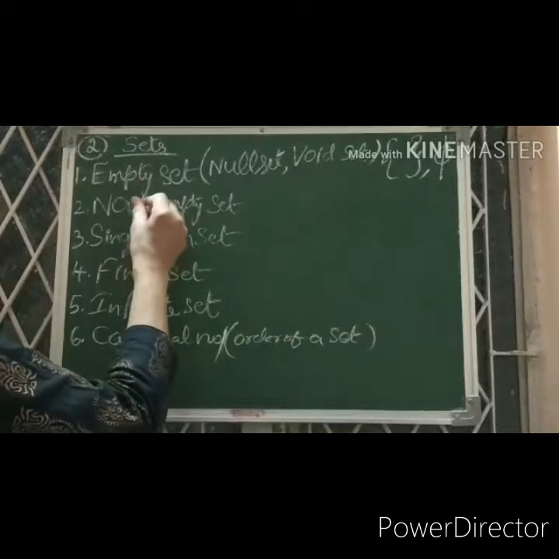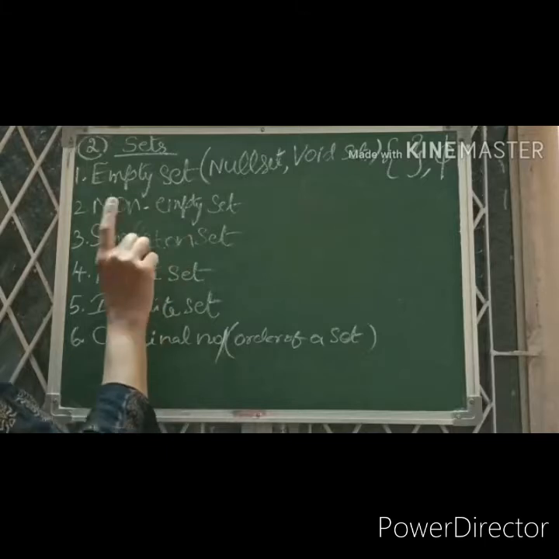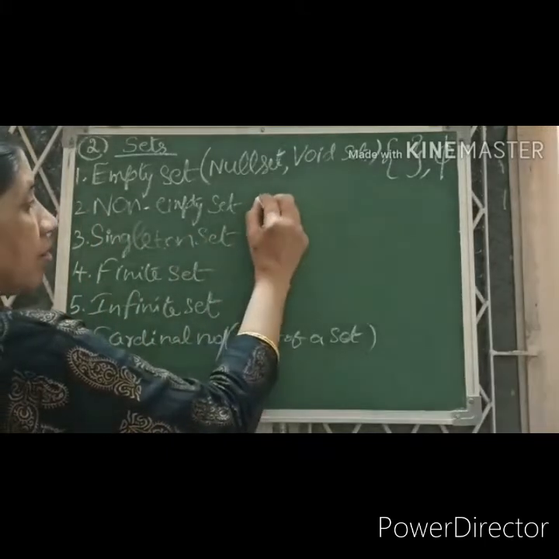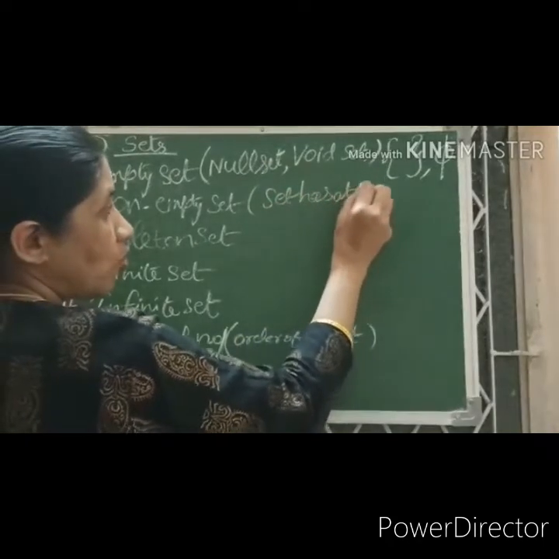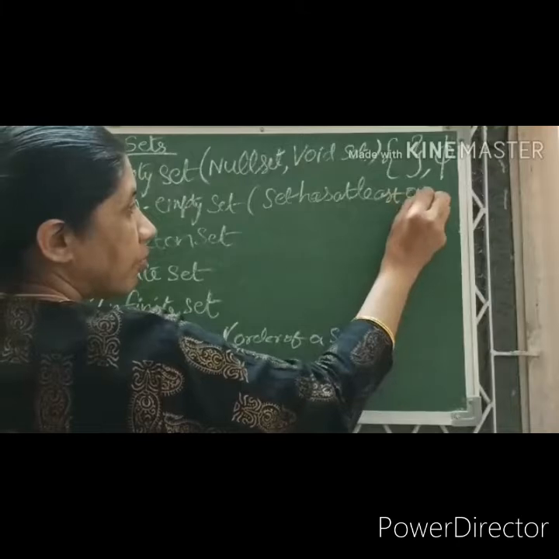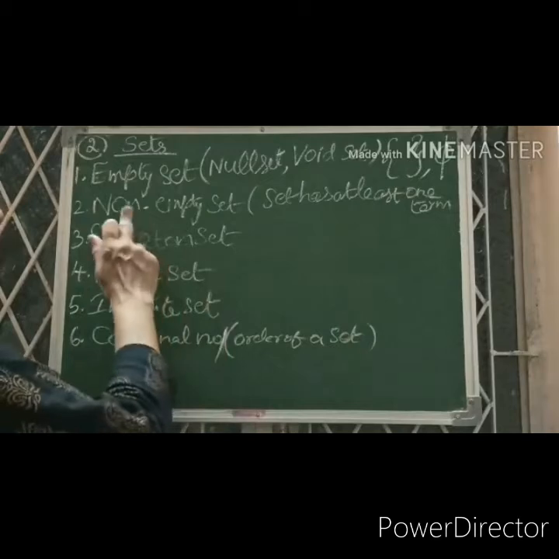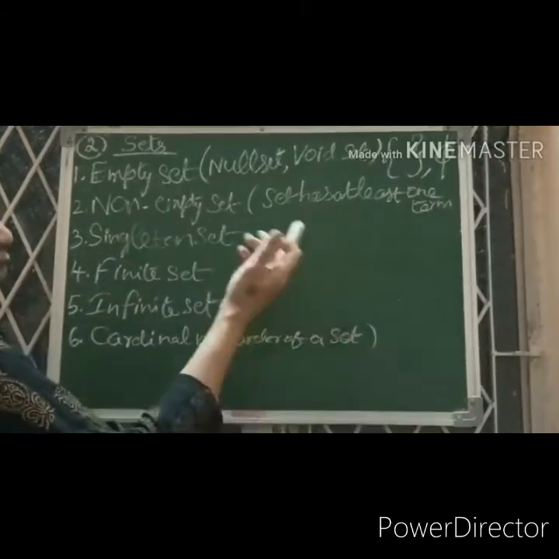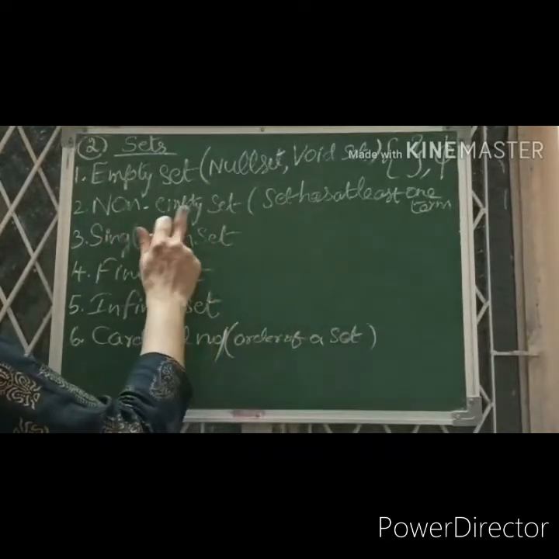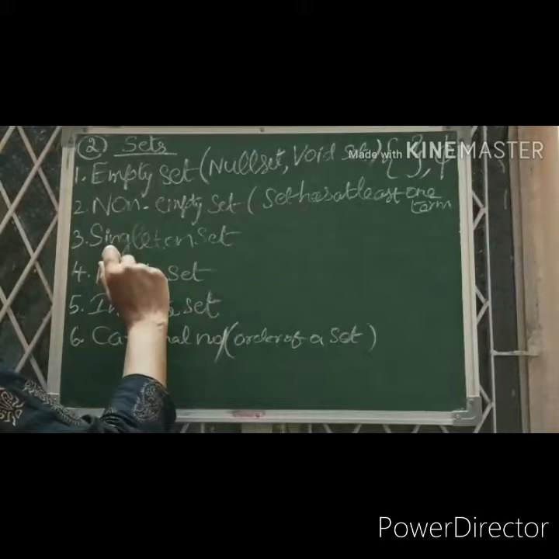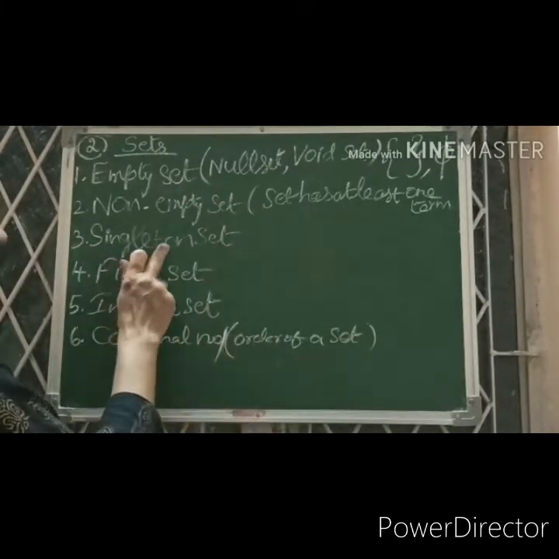Non-empty is the opposite of empty. If the set has at least one term, it is called a non-empty set. It is not empty. It has even one element, two elements, 10 elements, infinite. It is called what? Non-empty set. Quite often we will use this: X is a non-empty set. Non-empty means it contains terms.